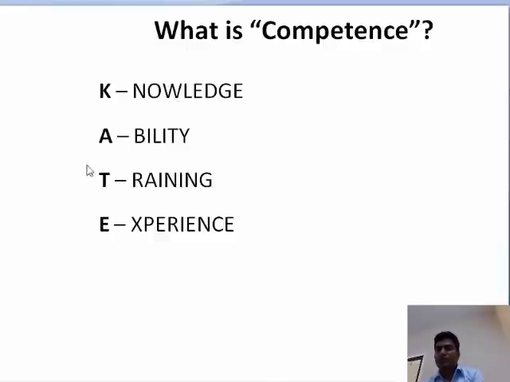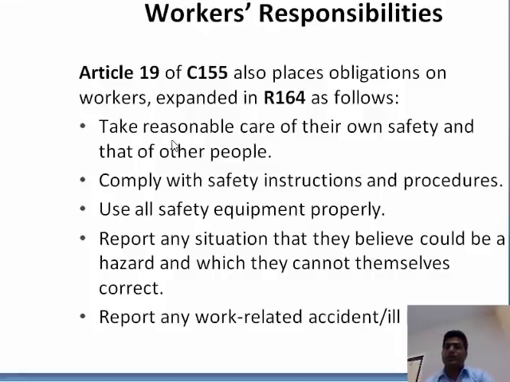If they don't have knowledge, that person is not competent. If they don't have ability, not competent. Don't have training, not competent. Don't have experience, not competent. So if you want to call a person competent, they should have KATE: knowledge, ability, training and experience. If one of the 4 is missing, that person is not competent.